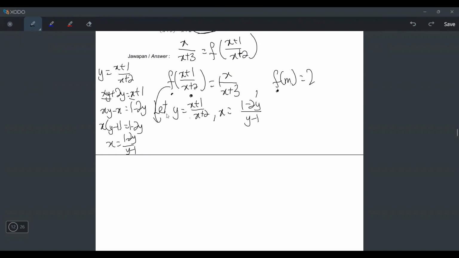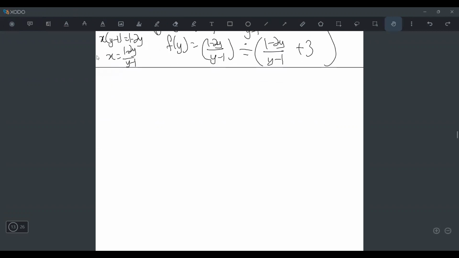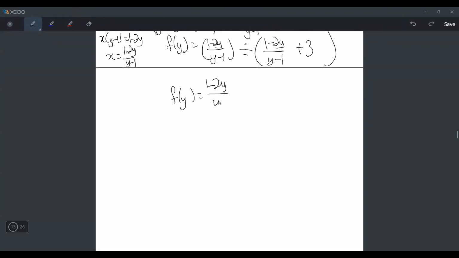Now we rewrite this equation, but this time I'll write fy, because I already let y equals bracket, equals to x over x plus 3. And then the x I'll change to 1 minus 2y over y minus 1, and the x here also changes to 1 minus 2y over y minus 1. So continue. Fy equals to 1 minus 2y over y... Don't forget, I'm trying to find fx. But I find fy first, then later I just change it to x.